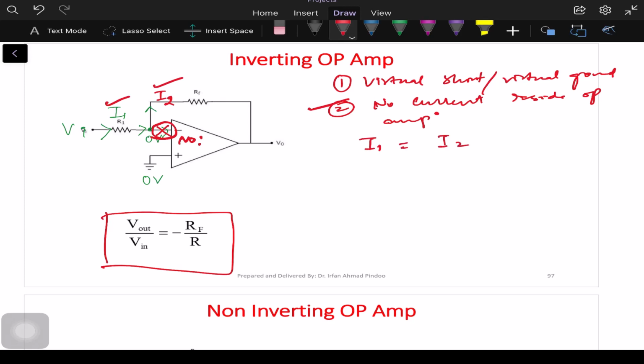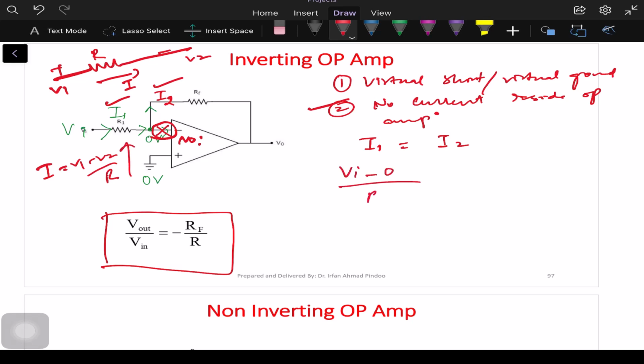Now we can use nodal analysis and convert I into V by R form, which we have read already in our previous videos. If this is R, this is V1 and V2, this is I, we can write this I as V1 minus V2 by R as per the direction of current. So in this way we can write I1 as Vi minus 0 by R1, and I2 as, there are two nodes here and here, this voltage is V0, so 0 minus V0 by R2. So you can say Vi by R1 is equal to minus V0 over R2.